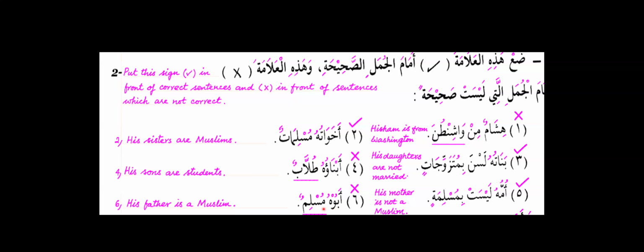This is correct. Abuhu muslimun. His father is a Muslim. This is incorrect. So all the rights and wrongs are given here. You just have to do it in your own notebook. Perhaps read it once after the class and go to the exercise and mark it, and see after attending the class, after listening, and once again after revising, how much you were able to actually remember.